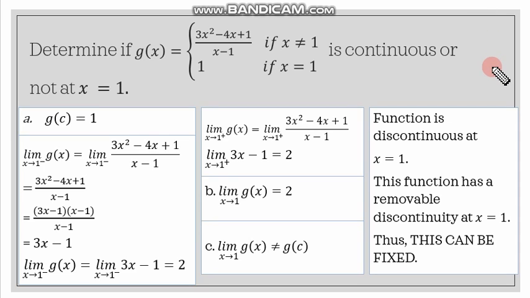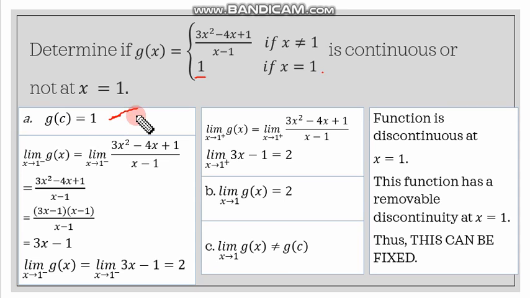Example, we will determine if g of x is continuous or not at x equal to 1. Now, g of x is equal to 3x squared minus 4x plus 1 all over x minus 1 if x is not equal to 1, or 1 if x is equal to 1. Now, we knew that the first step is to find g of c, which is at x exactly equal to 1. So g of c is g of 1, which is equal to 1. So g of c exists.